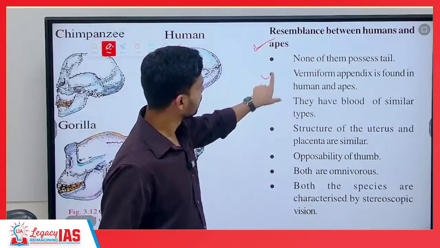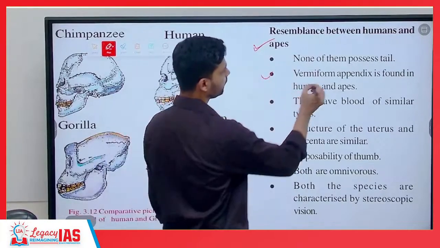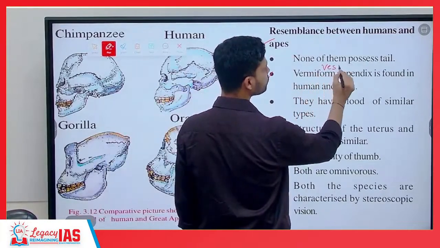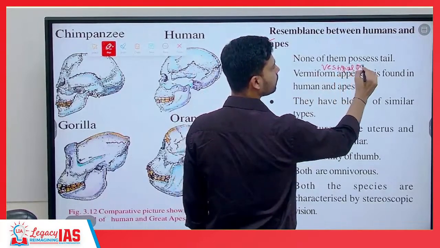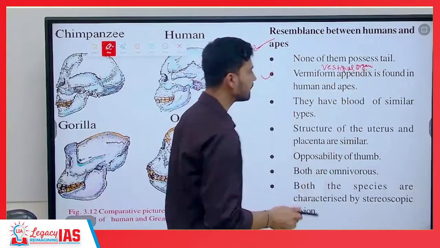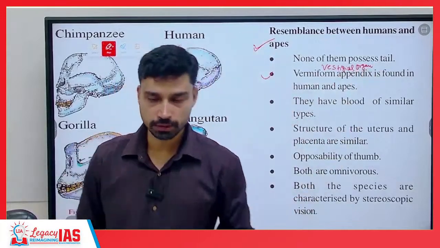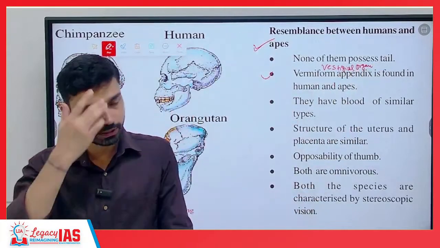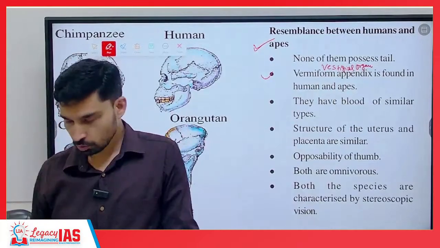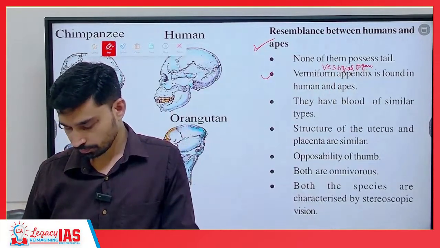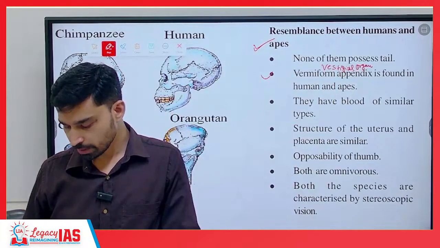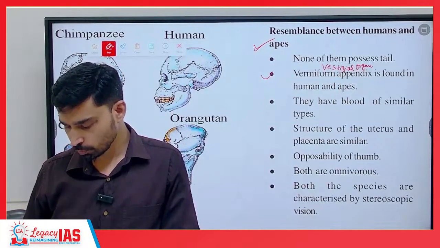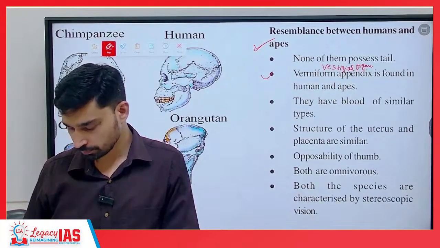Second is a vestigial organ that you must have read about in lower classes also. That is the appendix. The appendix is an example of a vestigial organ, which is not used anymore. It is just there because of the older form. It is common in both apes as well as humans. The appendix is found in both.